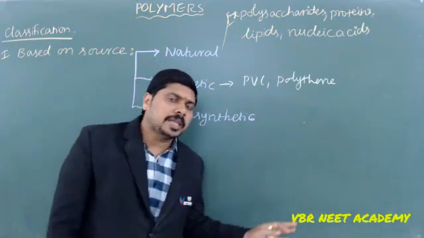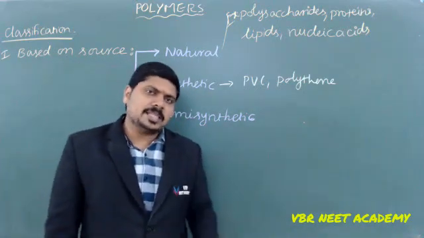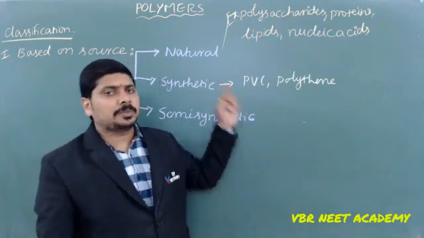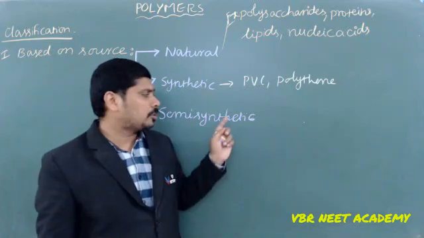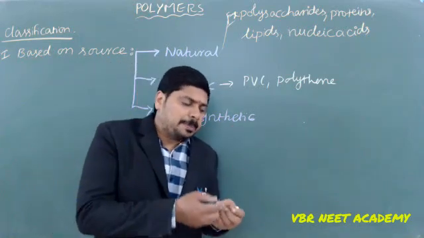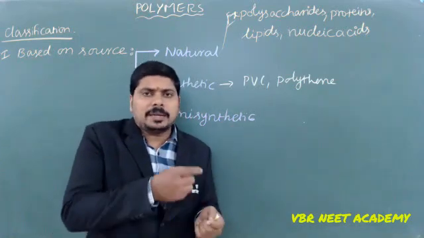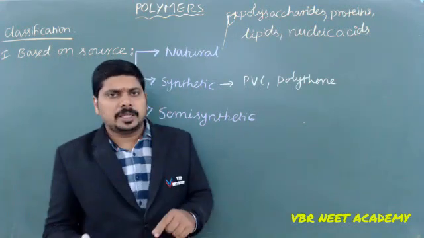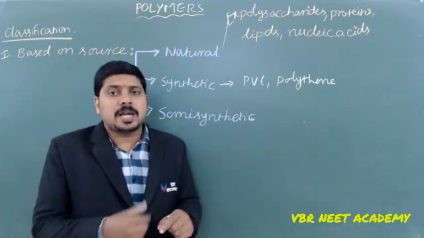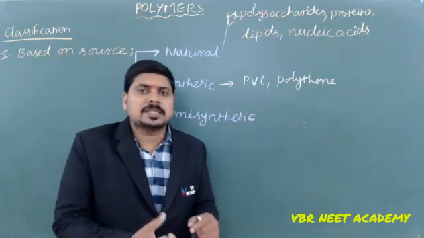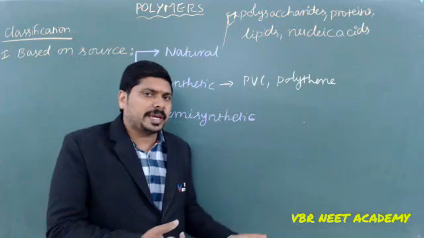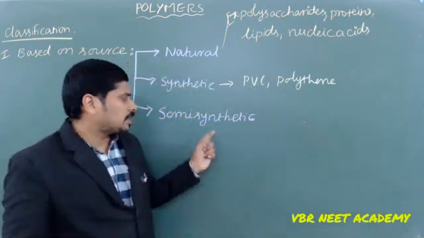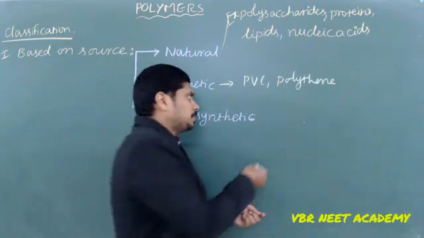Semi-synthetic polymers are synthesized by man, but the source is taken from a natural one. A naturally obtained raw material can be converted into a polymer; that is called semi-synthetic. It is not completely synthetic, it is partially synthetic, because it takes some natural source and then makes the polymer. That's why they are called semi-synthetic polymers.